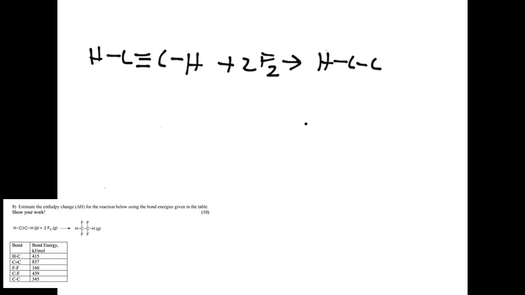So the next problem states, estimate the enthalpy change, delta H, of the reaction below using the bond energies given in the table. So in this equation, they actually showed us structures. So they had H with a C, double bonded to another C, bonded to an H. They also had plus 2F2 makes, and then I have this big structure.